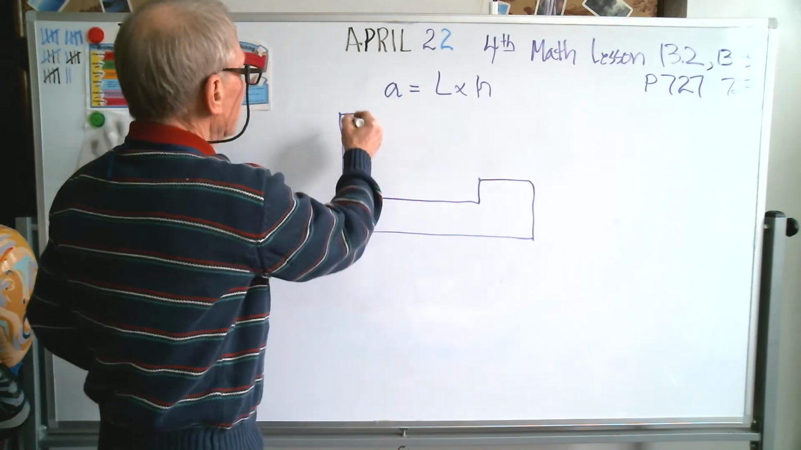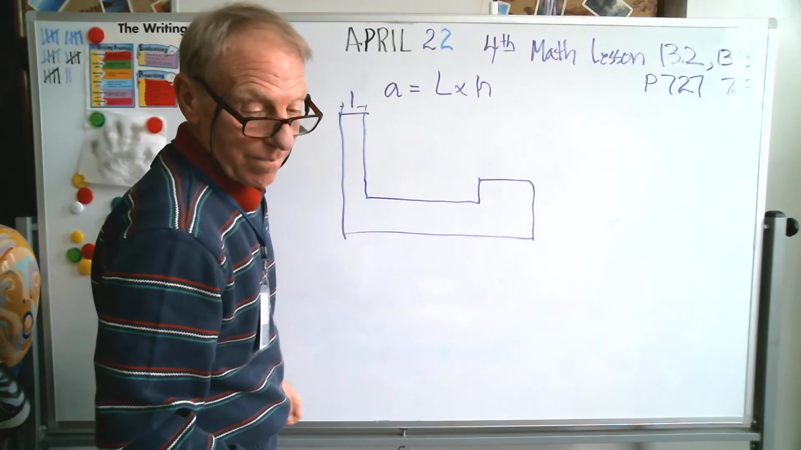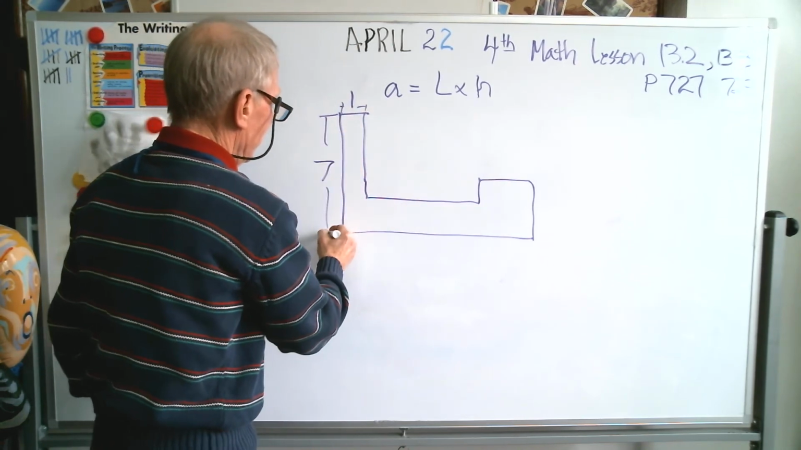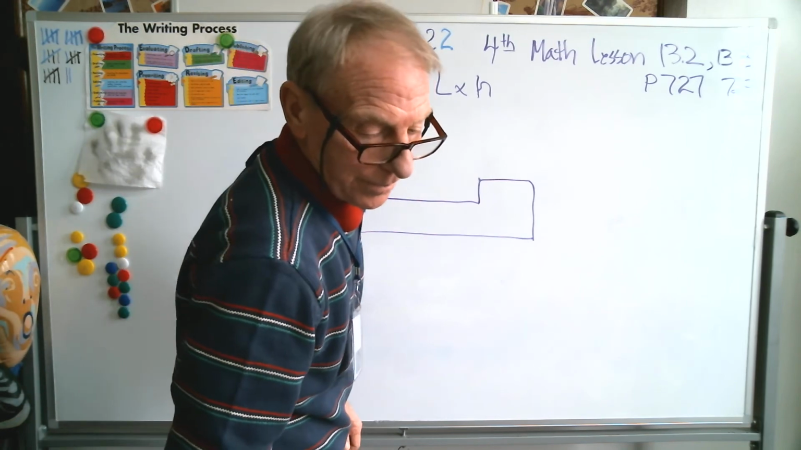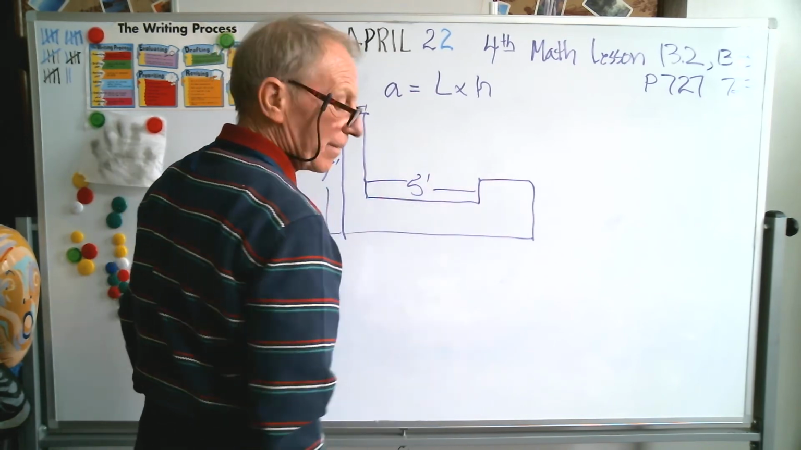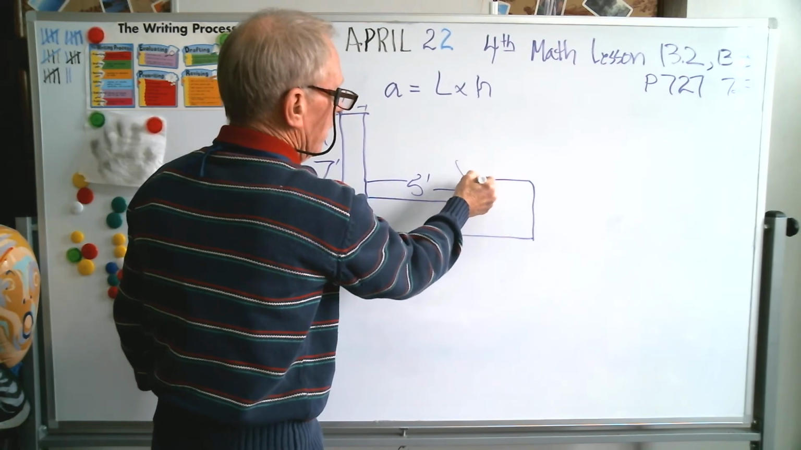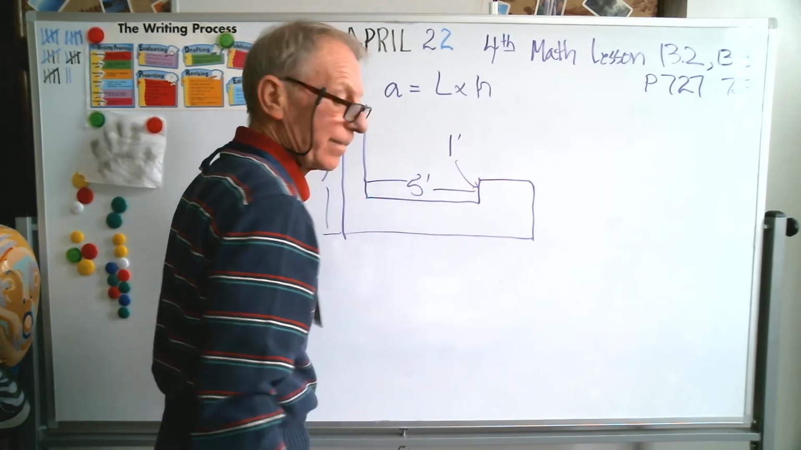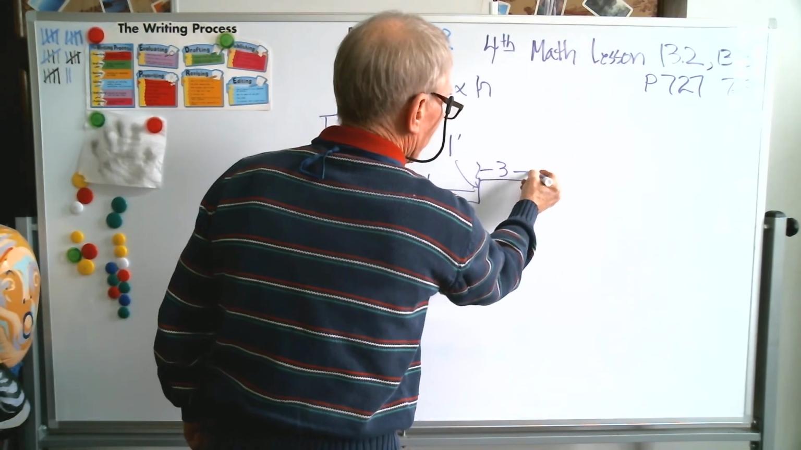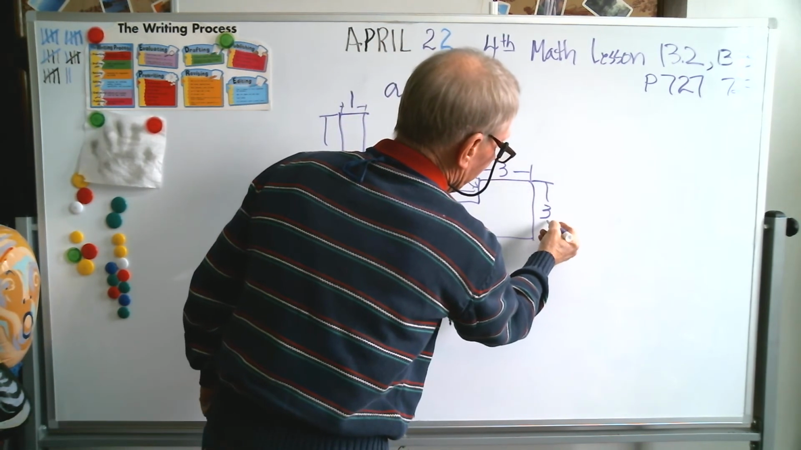But let's put the dimensions in. This is 1 foot up here, across. 1 foot. Overall height here is 7 feet. This little area in here is 5 feet. It rises here 1 foot. Across here is 3 feet. And it's telling you that this is 3 feet.